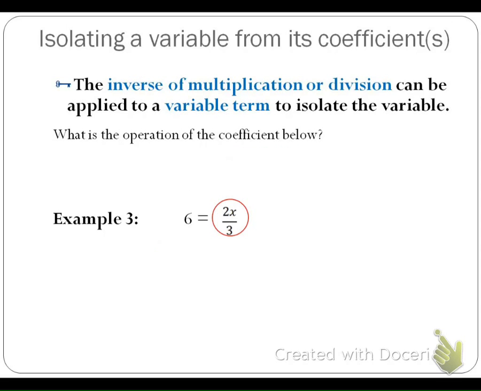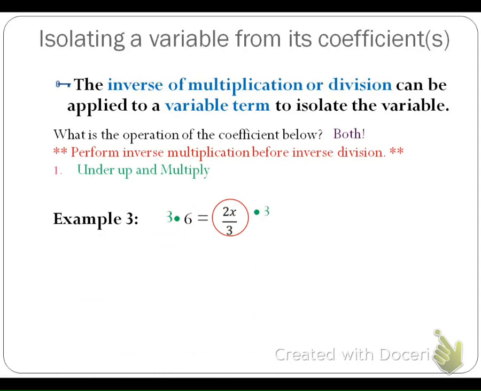So in example 3, 6 is equal to 2x over 3. What are the operations of the coefficient? Well, we have an x with a 2 beside it and a 3 under it, so we have both operations being applied here. The 2 is being multiplied to x, and the 3 is dividing the 2 and the x.